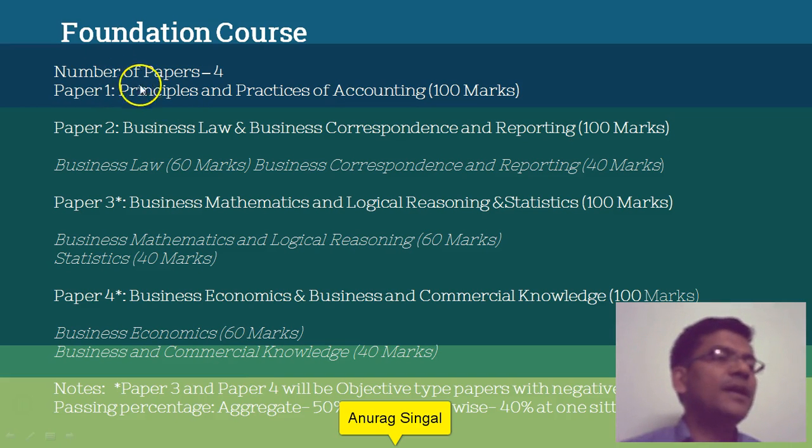So today, in terms of the subjects, in the foundation level, you will have 1 paper on accounting, 1 on business law and business correspondence and reporting, 60-40. Business maths and logical reasoning and statistics. So now this is the new part, logical reasoning, something more in alignment with CAT, 100 marks, where you have business maths and reasoning as 60 marks and statistics as 40 marks. And then business economics and business and commercial knowledge is again 100 marks. Now paper 3 and 4 are going to be objective type with negative marking, and the passing percentage will be 50% in aggregate and 40% in each subject in one go.